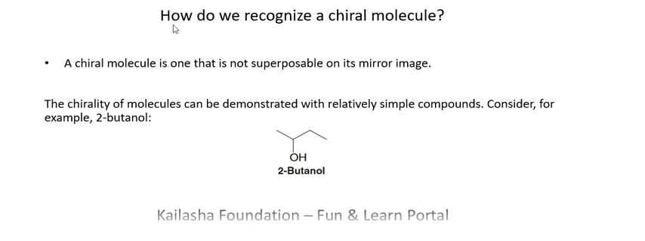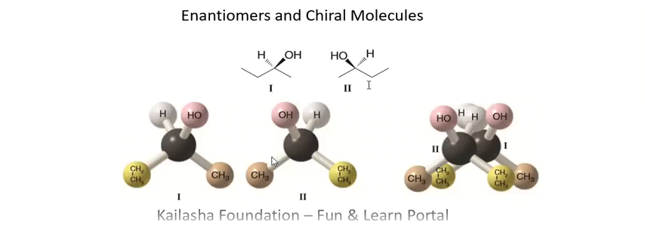Now see, there can be two arrangements. In the first arrangement the hydrogen is behind the plane of paper, and OH is coming out of the plane of paper, and in the other arrangement this is reversed. Everything else is the same, but if we draw a mirror here, we can see that these two forms are mirror images of each other.